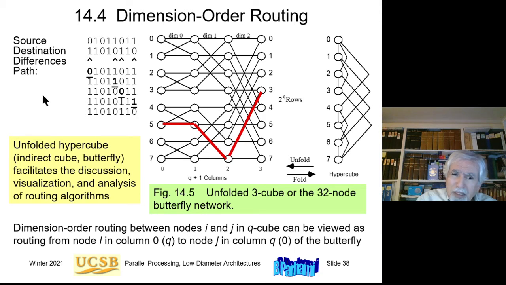The nice thing about dimension order routing is that it's very simple, and basically all this node has to do is to decide whether dimension 0 routing is required or not required, then whether dimension 1 routing is required or not required. Then this node decides whether dimension 2 routing is required.